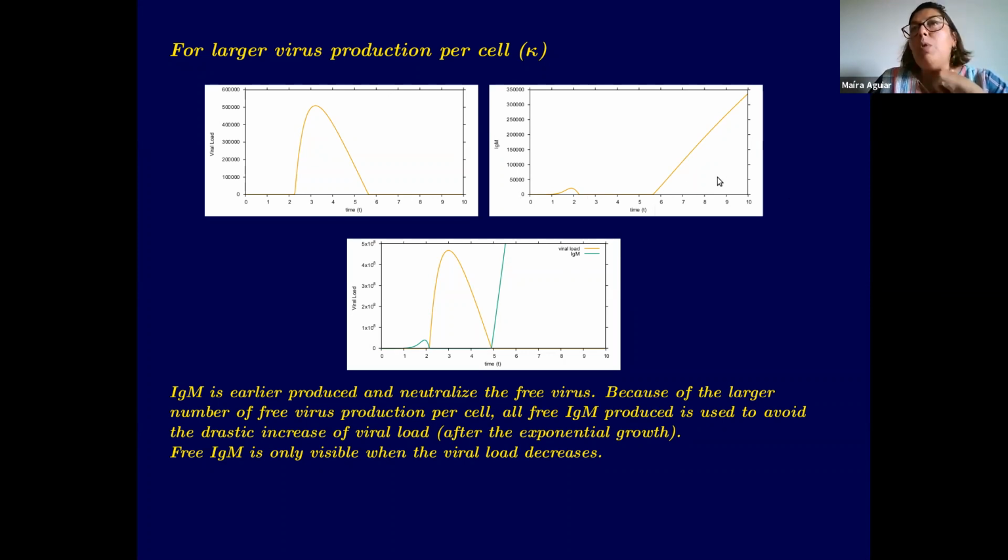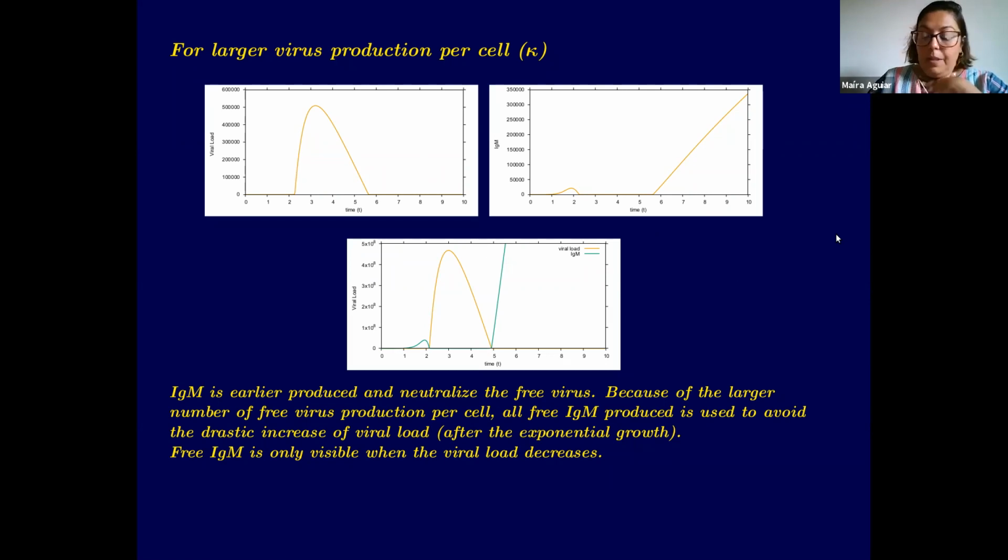And we were wondering what that was. We figured out that we are looking only at the free IgM, and all the IgM is used here to fight this period of high viral load. So in order to see anything here, we would need to plot the virus-IgM complex and not only the free IgM. Of course, after the viremic period drops and the free virus disappears, you will end up only with the free IgM, not with the complex anymore.